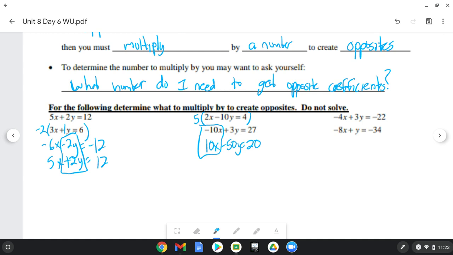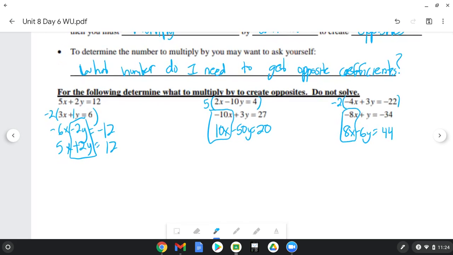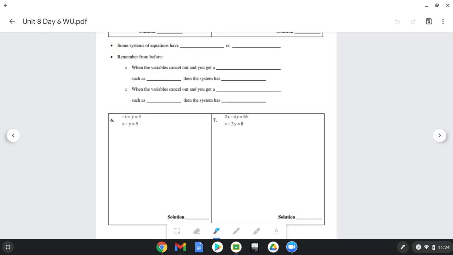And the last one, it looks like I can either choose the x's or the y's. I'll do the x's. So the x's up top, I want it to be positive 8 because the bottom's negative 8. So that means I'm going to multiply by negative 2. And we got 8x minus 6y equals 44, I believe. And now these 8s will be exact opposites of each other. So that would take care of making the opposites for the coefficients. So I think on the next page, we're going to actually solve some of these. All right.